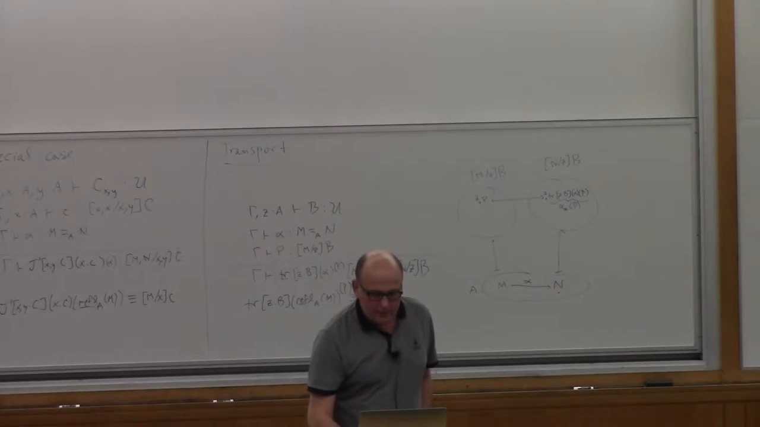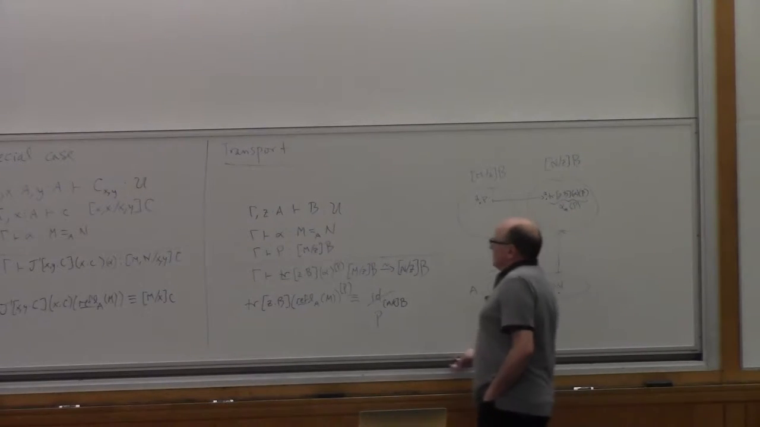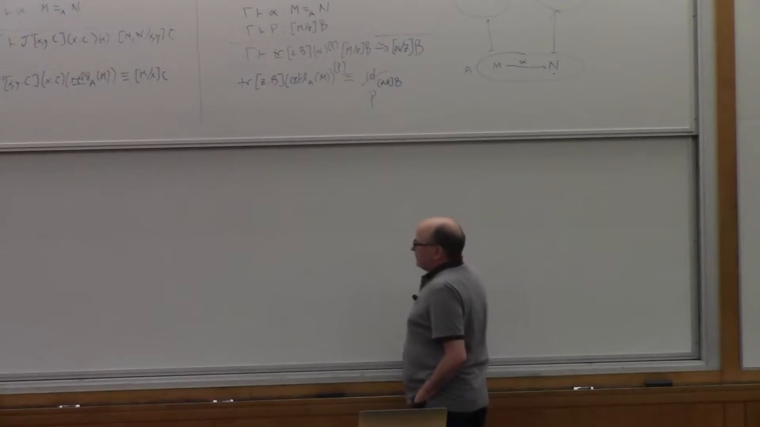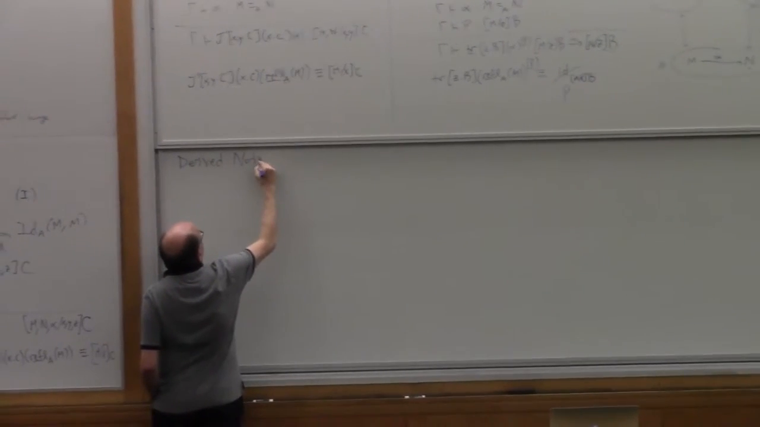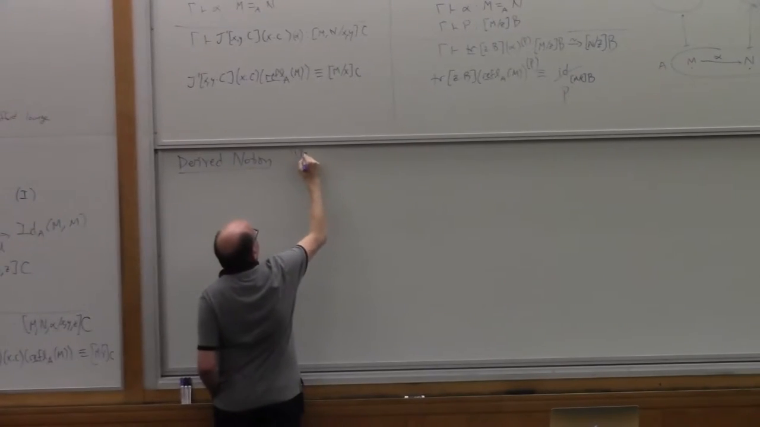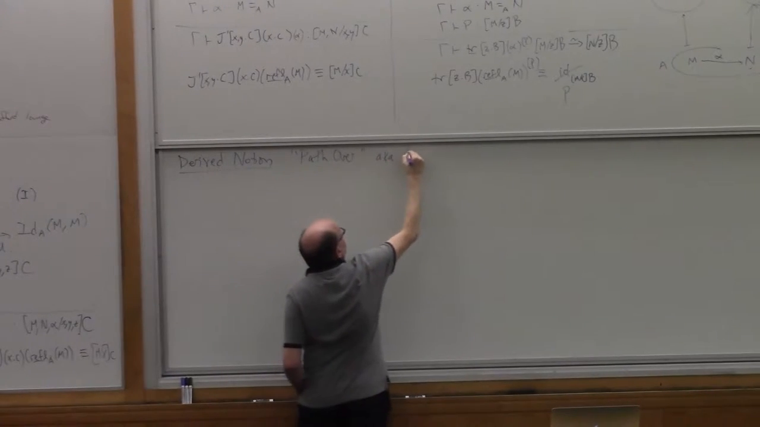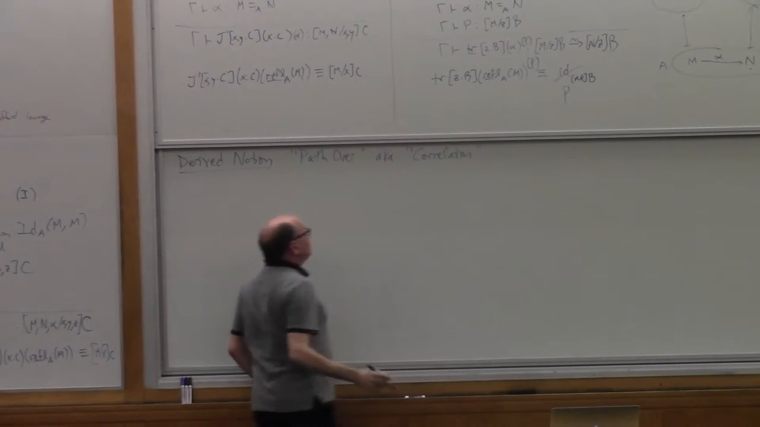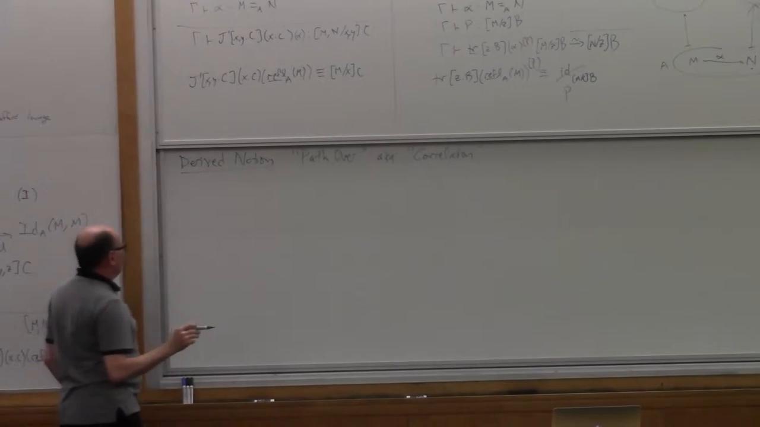And I'm going to need another concept, which is derived from transport. It's a sort of version of equality. It's just a derived notion. So there's a derived notion, which is called path over, or I personally call it correlation, but that word will have all sorts of connotations that aren't necessarily implied, so your mileage may vary.